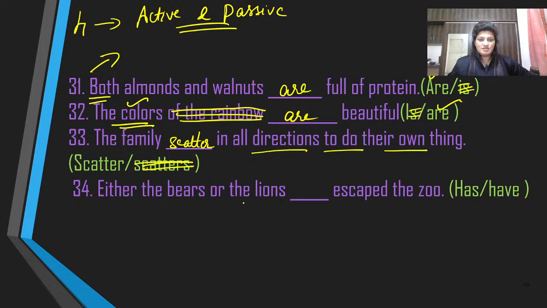So, either the bears or the lions. Yeah, the same question, but differently. Take a look at the slight difference that we have. Either the bears or the lions have. Here there is no confusion, right? Both your subjects are plural, therefore no confusion. You can easily go with a plural verb, which is have.